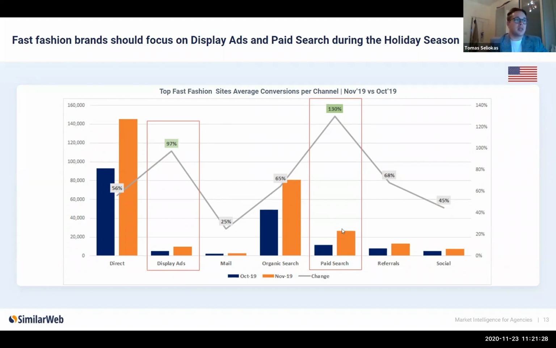And then we have paid search. So paid search has grown 130%. So of course, it's one of the biggest channels in general, and it's very important during this time as well.